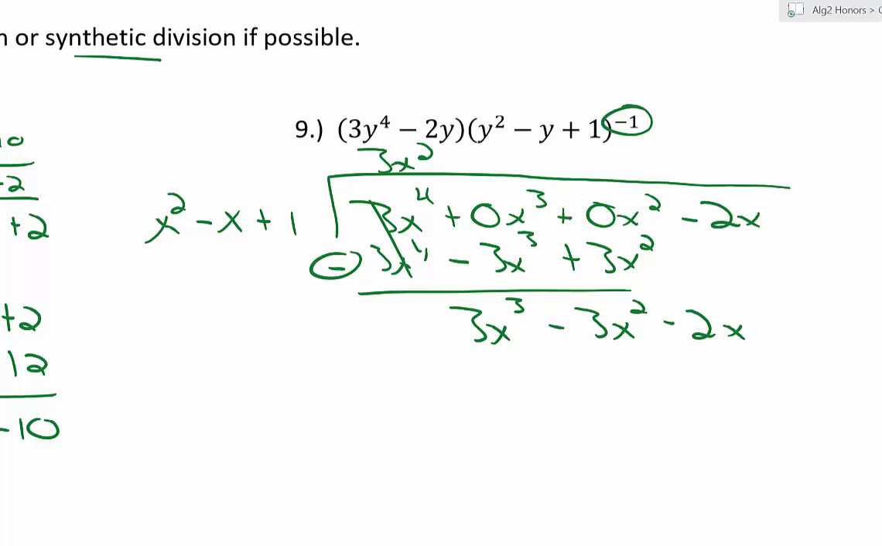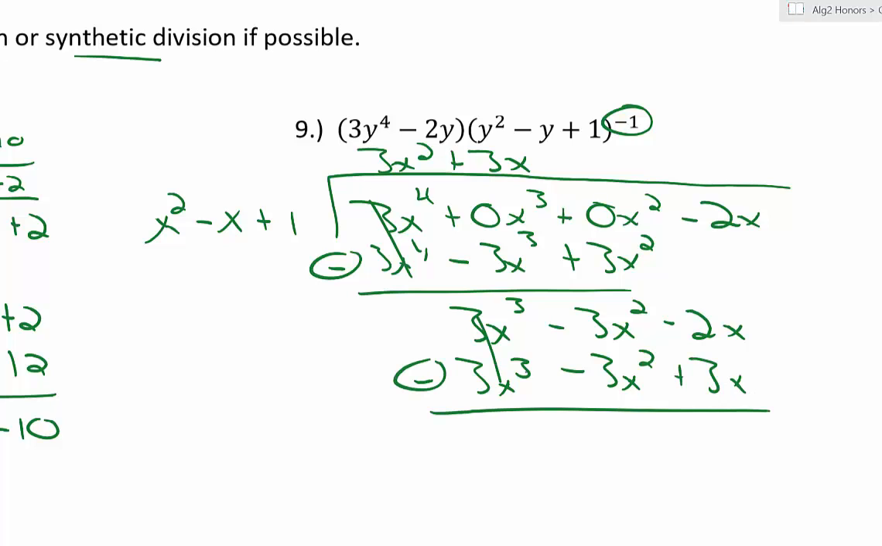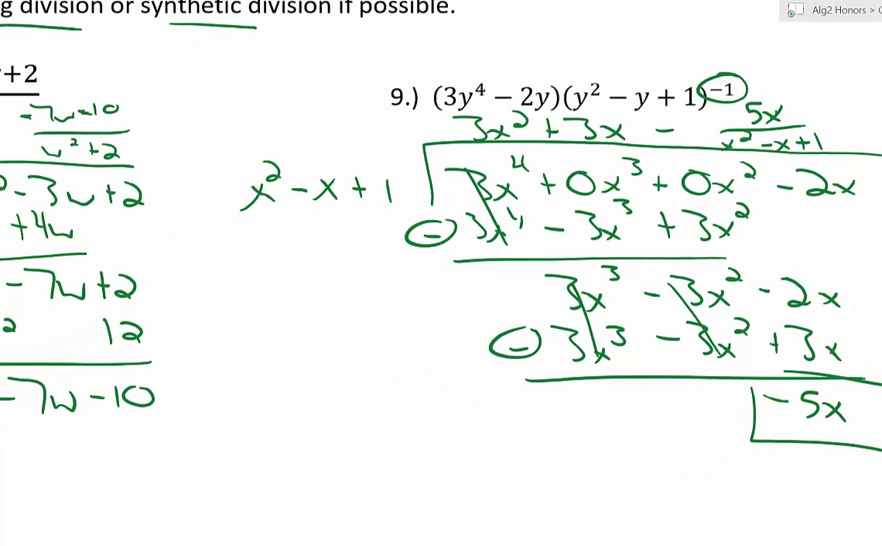And then we're going to multiply by 3x. 3x cubed, 3x times negative x is negative 3x squared. 3 times 1 is 3x. We'll subtract again, double negatives, so negative 5x. So we end up with minus 5x over top of x squared minus x plus 1. As long as our remainder turns out to be negative 5, that's pretty good.